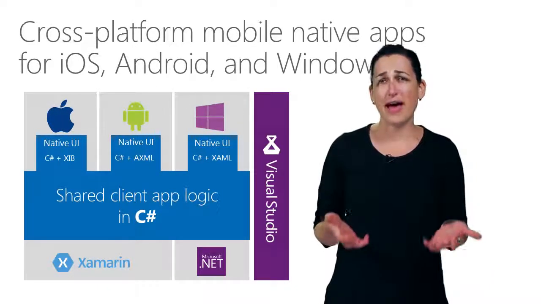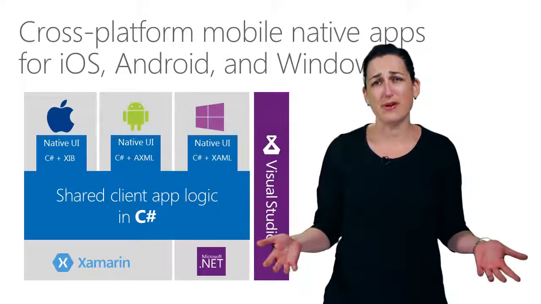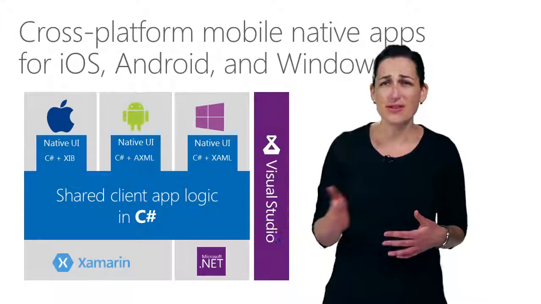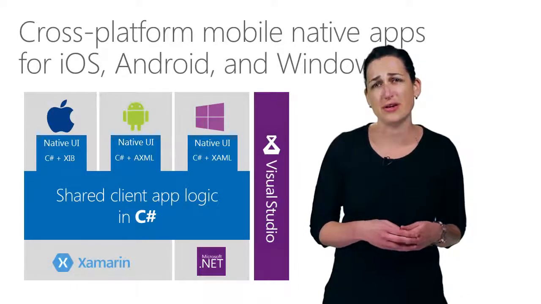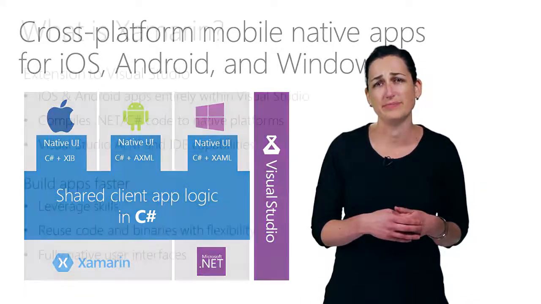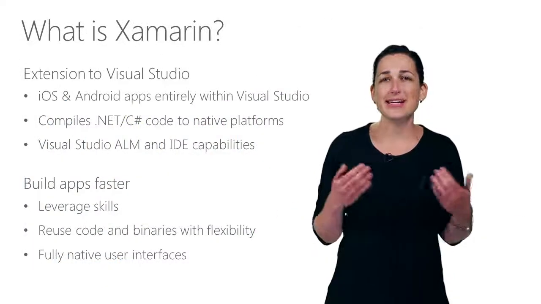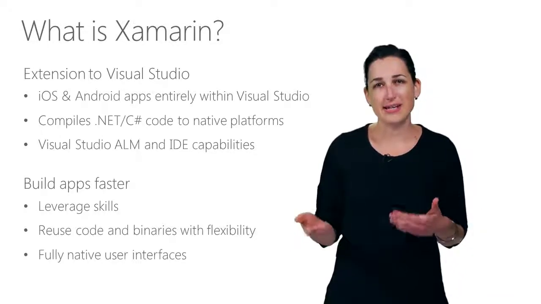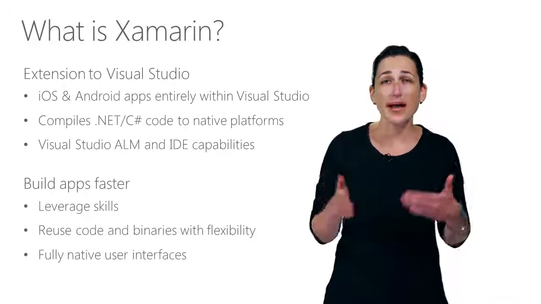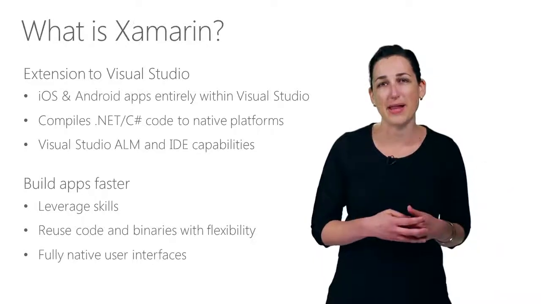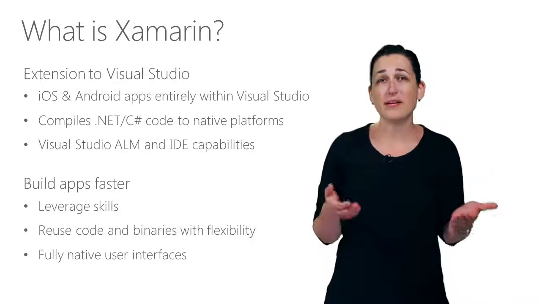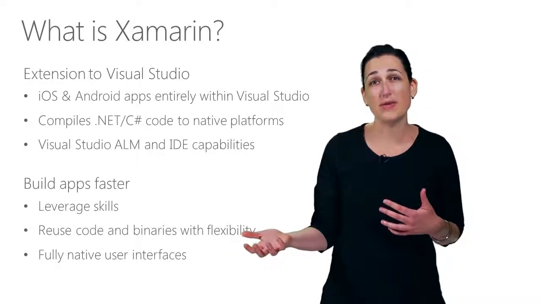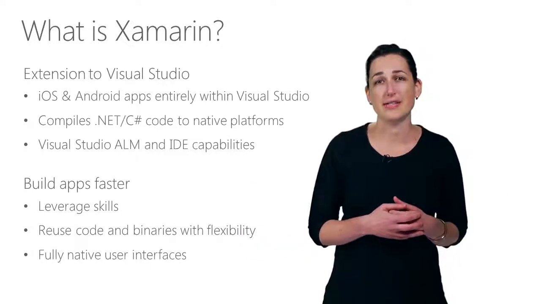You can share that app logic code across device platforms. And 100% of the native APIs are exposed. So everything you can do in Xcode or Android Studio, you can do with .NET and Visual Studio. What is Xamarin? It's an extension to Visual Studio, and it allows you to build iOS and Android apps entirely within Visual Studio. It compiles .NET and C# code to native platforms, and you can use all of the capabilities for application lifecycle management and what you're familiar with in the IDE in Visual Studio to build these applications.